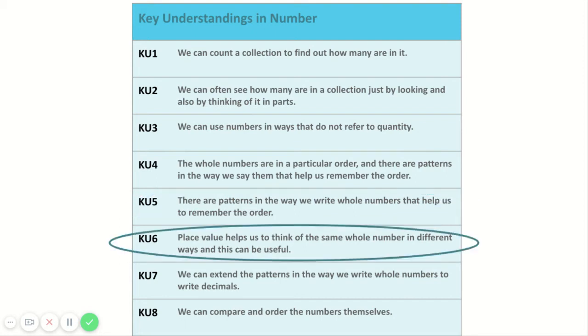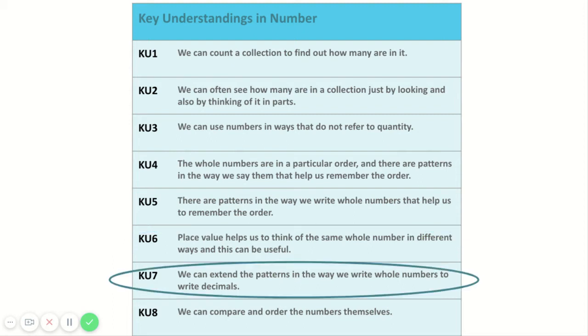Key understanding 6. Place value helps us to think of the same whole number in different ways, and this can be useful. There is evidence that Sarah needs work developing her place value understanding, but there are other issues that take priority. Sarah needs work developing key understanding 6, but we are going to focus our next steps of instruction on a different key understanding at this time.